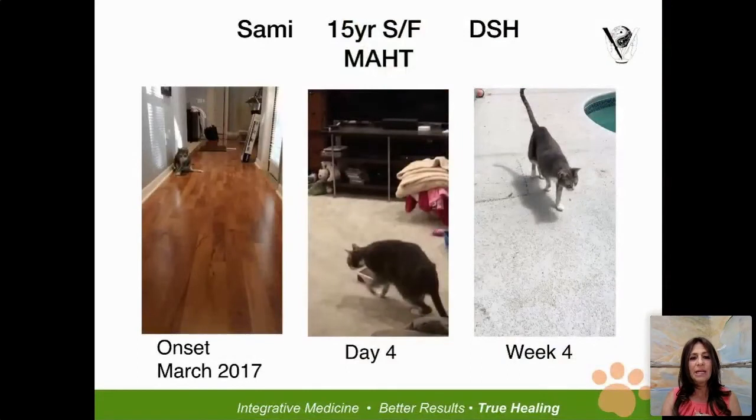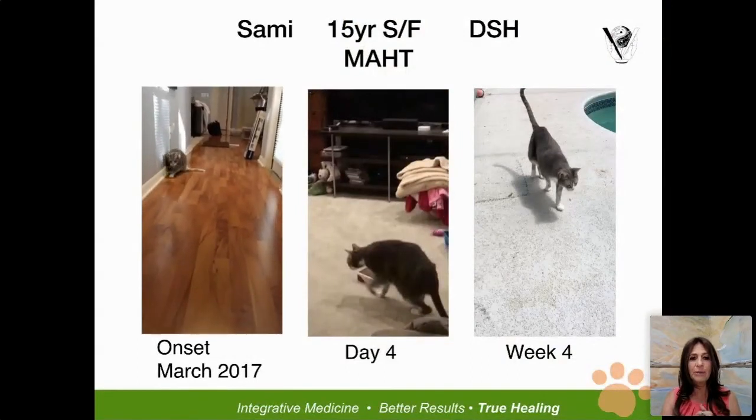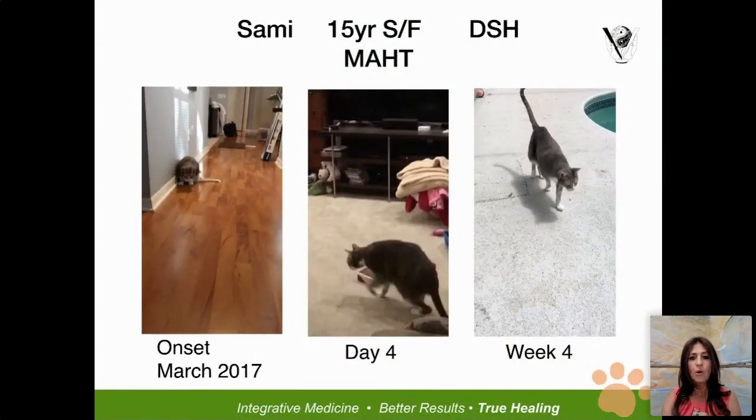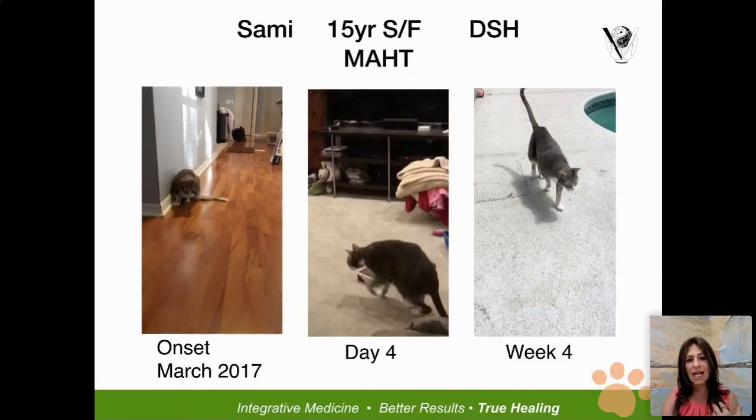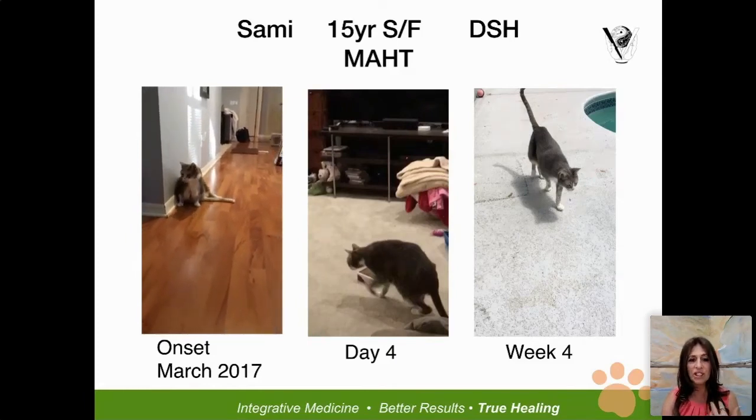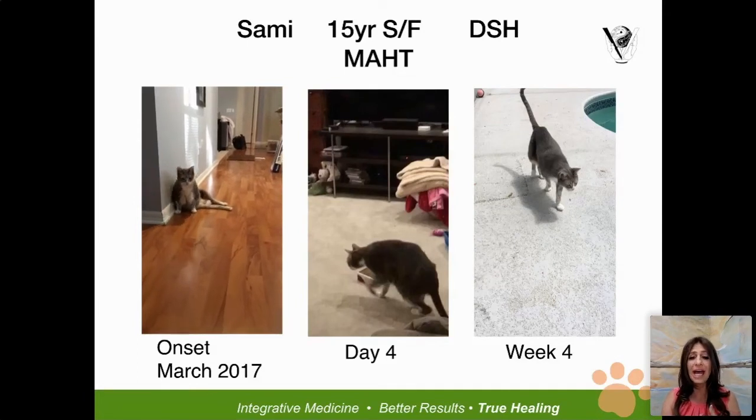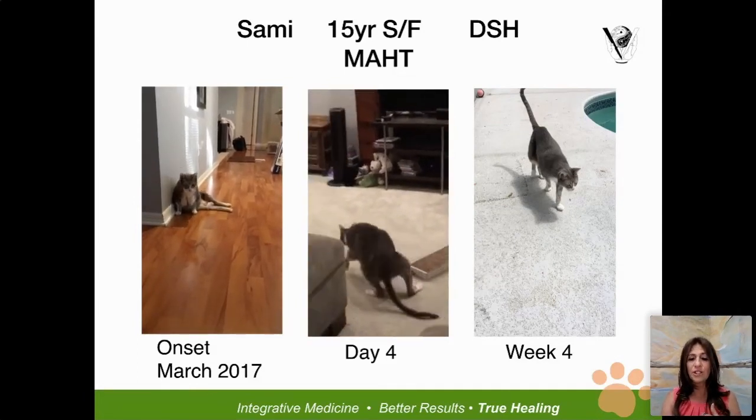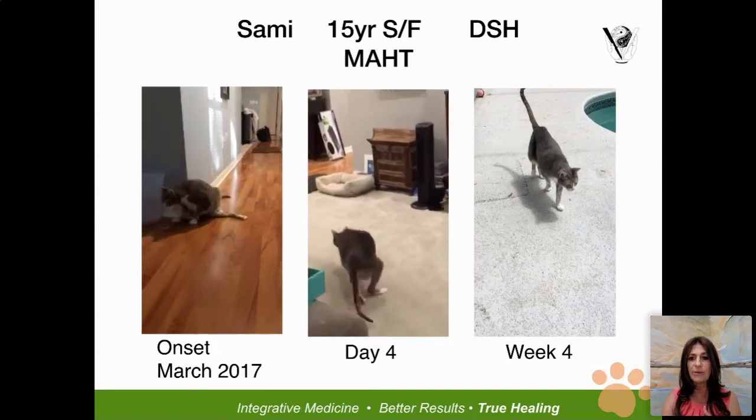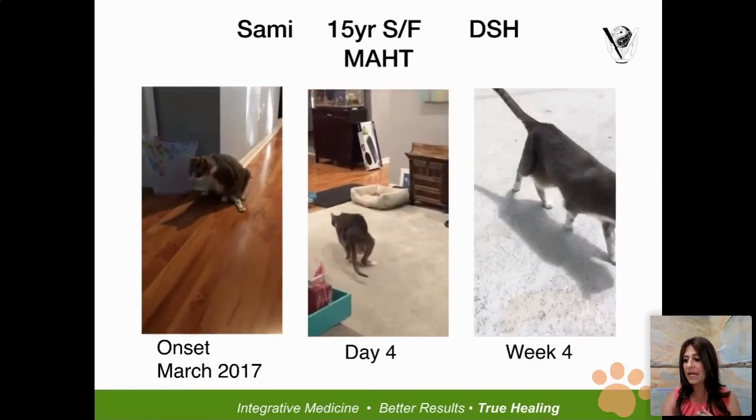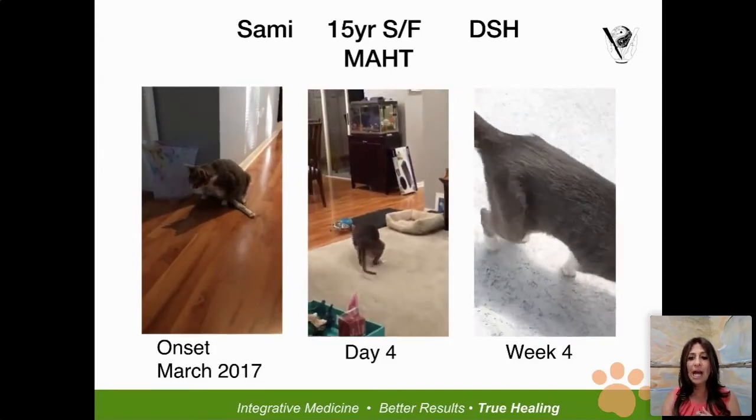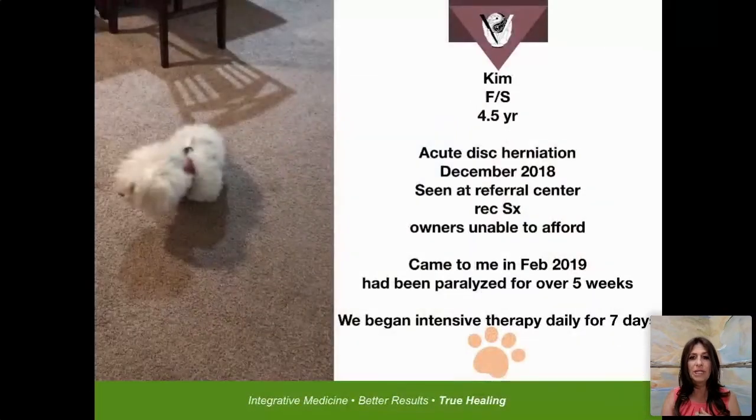This is Sammy. She had come in because she had an acute paralysis, went to a referral center, was told that she had lymphoma in her spine and they should euthanize. Owners did not want to do that. This was her 4 days into our therapies, including major autohemotherapy. This is her 4 weeks later. She is now 3 years down the road and still doing well with no relapses.